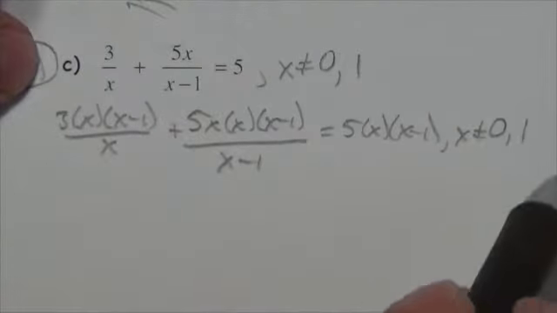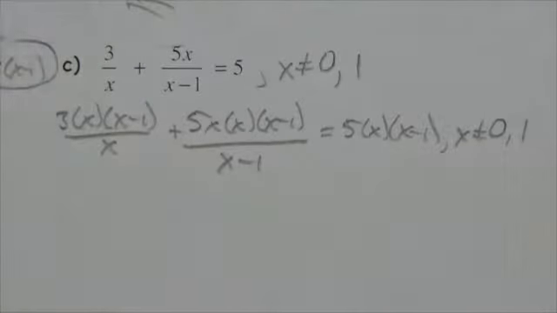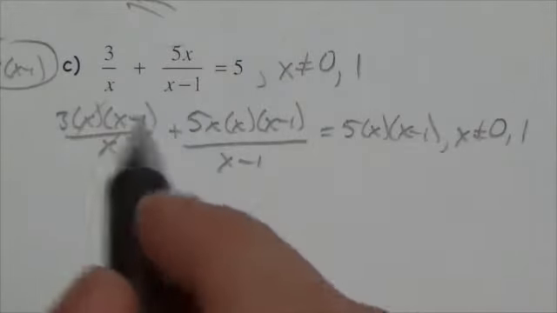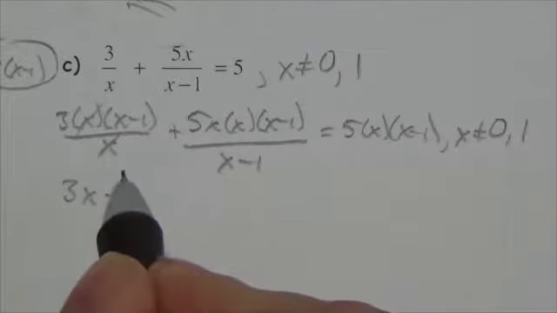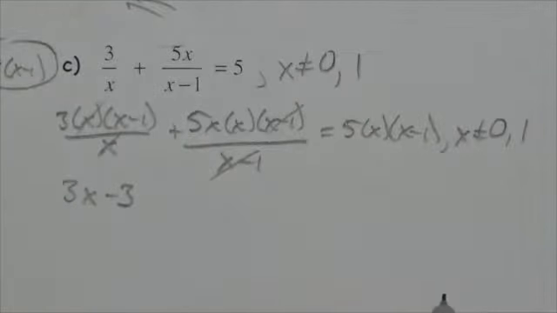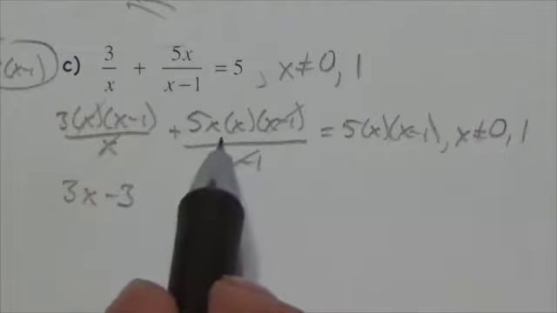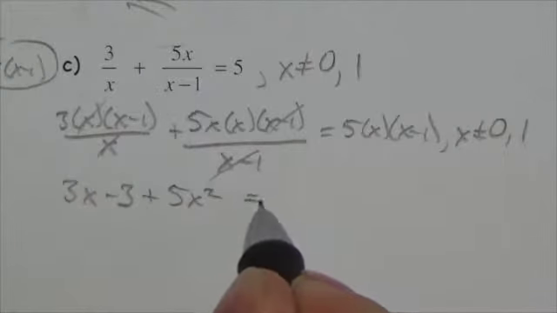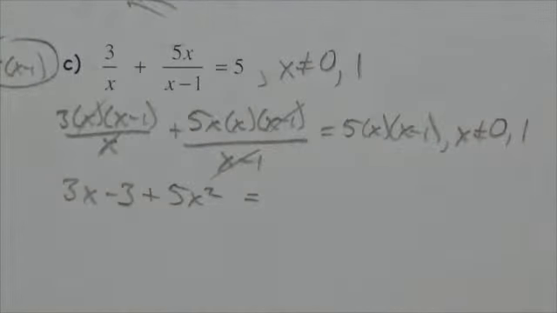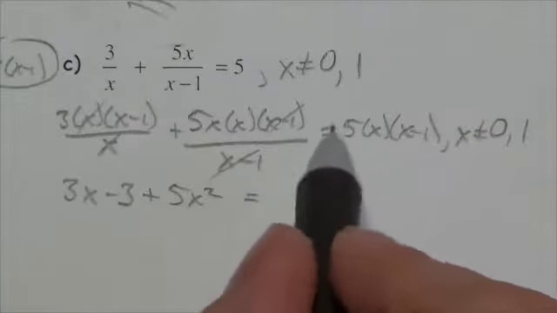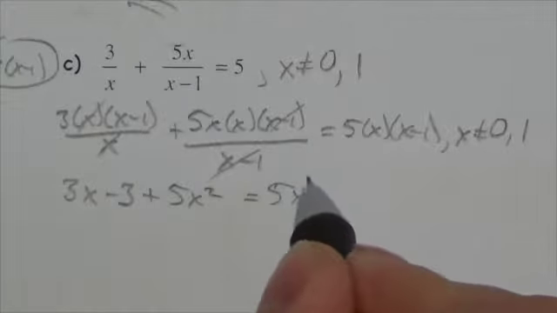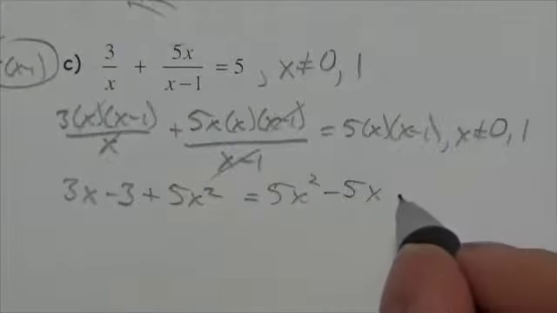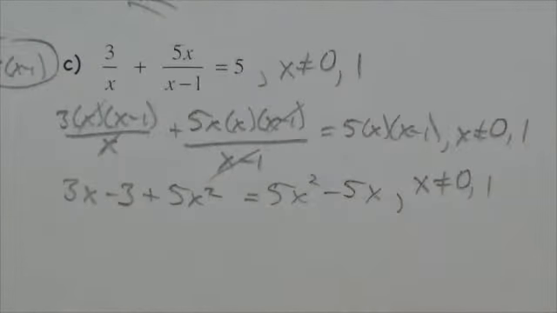Now, I'm going to do the canceling. Now remember, I've already stated what the non-permissibles are, so I'm going to be free to do this. So those x's are going to cancel. And now what I'll do here is I'll distribute that through. I'll get 3x minus 3. The x minus 1 and the x minus 1 will cancel here, get us a 1. And then I'll just multiply those together. That's going to be 5x squared. And then over here, well, there was nothing in the denominator, so basically I just have to expand that out. So this is going to be 5x times x, 5x squared, 5x times negative 1, negative 5x. And again, where x can't equal 0 or 1.